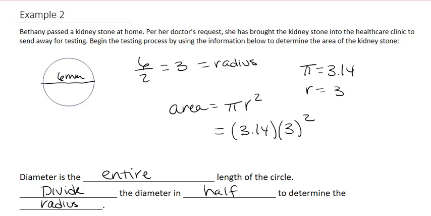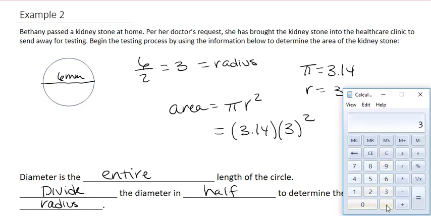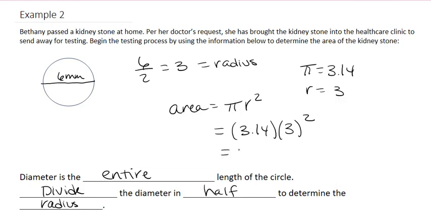So we'll get our calculator out. Times 3 times 3, which is equal to 28.26. And this is in millimeters squared.